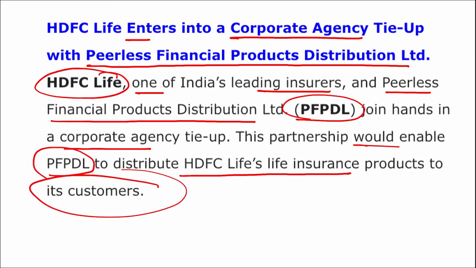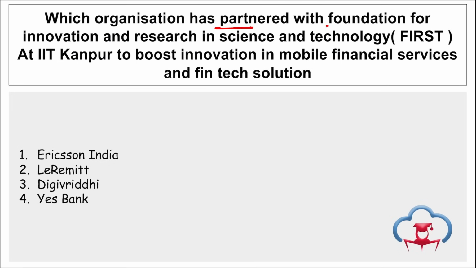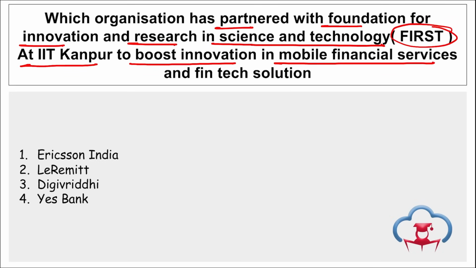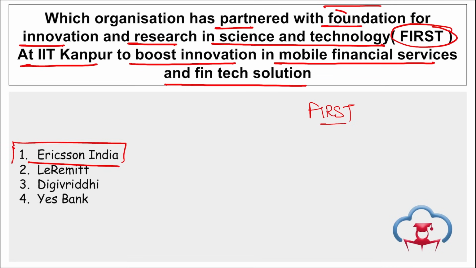Next: which organization has partnered with the Foundation for Innovation and Research in Science and Technology, that is FIRST, at IIT Kanpur to boost innovation in mobile financial services and fintech solutions? First of all, remember the full form of FIRST: Foundation for Innovation and Research in Science and Technology. So which organization has partnered with IIT Kanpur for this FIRST? It is Ericsson India. Ericsson India and FIRST at IIT Kanpur have partnered for this initiative.